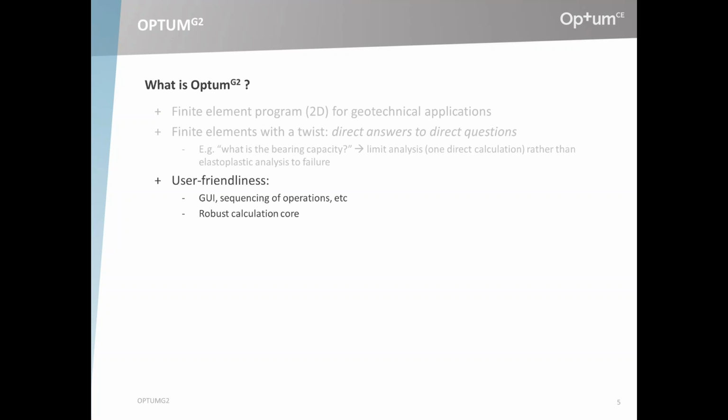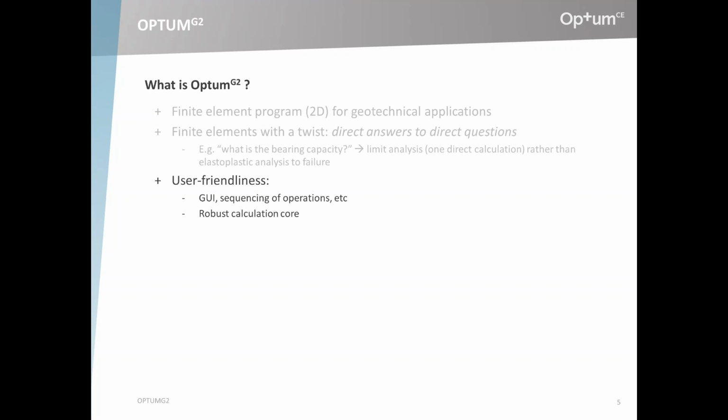Another aspect is, of course, the graphical user interface that we have paid a lot of attention to in terms of trying to come up with a good way of sequencing operations, for example, in connection with staged excavation. And we have a lot of useful and convenient features embedded in the graphical user interface. I'll show, of course, examples of that later on as well. And then the last aspect of user friendliness is really the calculation core, which is extremely robust. That's something I think that's often overlooked in finite element software. The robustness of the calculation core is really central to user friendliness.